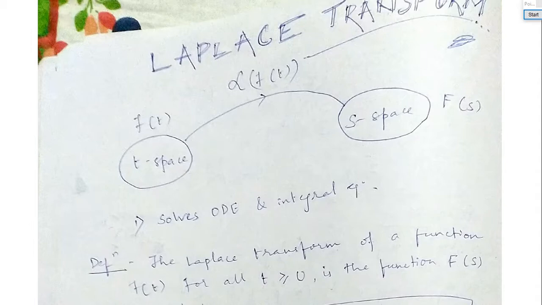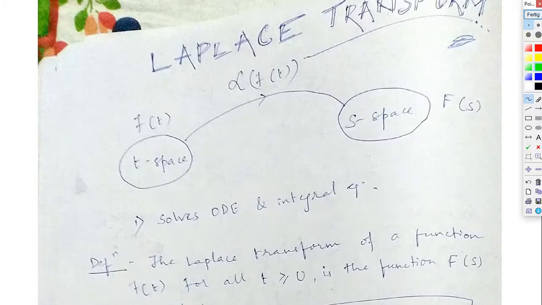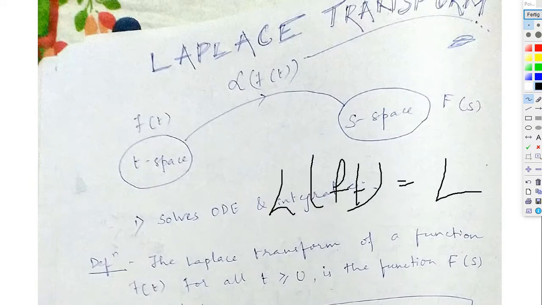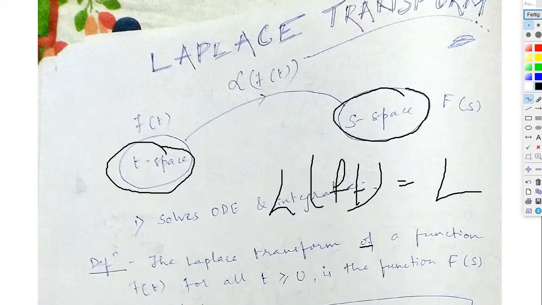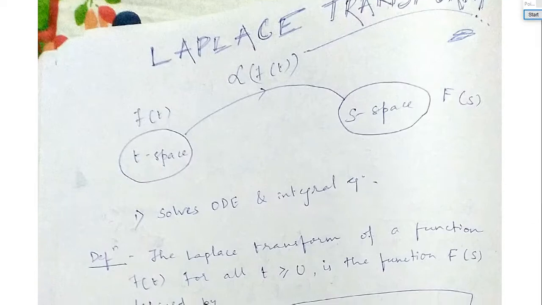The Laplace transformation is denoted by the L function. L of any function f(t) is defined as the Laplace transformation. A function in the t space is converted into a function in the s space, which is known as the Laplace transform. Let's see the definition of the Laplace transformation.